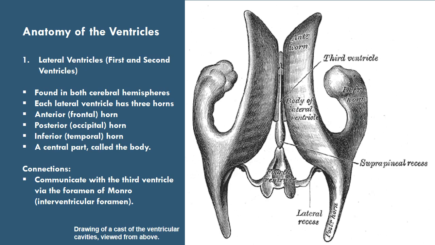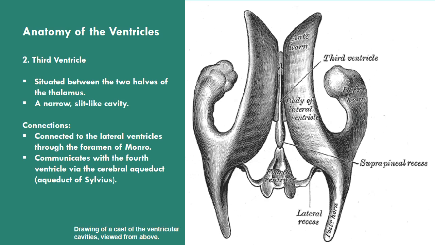Anterior or frontal horn extends into the frontal lobe. Posterior or occipital horn extends into the occipital lobe, and inferior or temporal horn extends into the temporal lobe. These also have a central part called the body located in the parietal lobe. The lateral ventricle communicates with the third ventricle via the foramen of Monro or interventricular foramen.